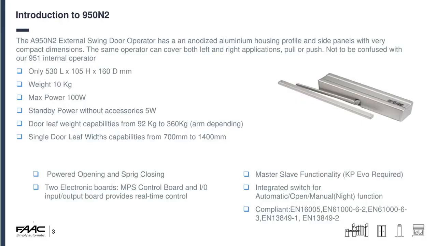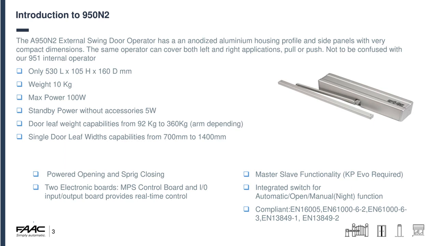The 950N2 is an external operator designed for external doors, able to handle positive and negative pressures within the building that you get when opening and shutting front door entrances. It can also be used internally on heavy traffic areas and even in areas of manufacturing, for heavy doors or for airlock circumstances.